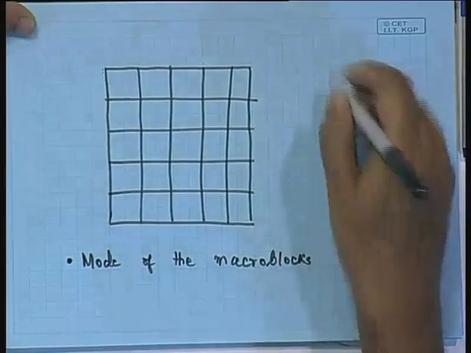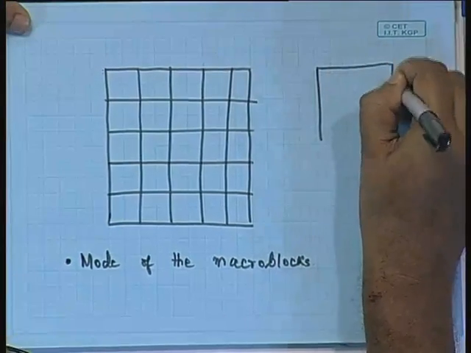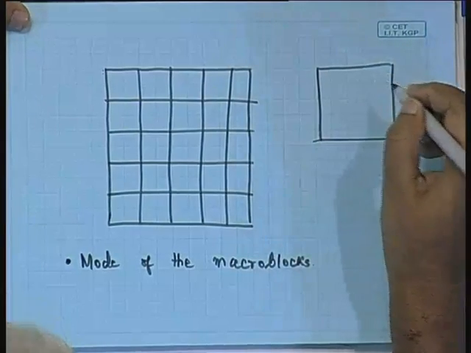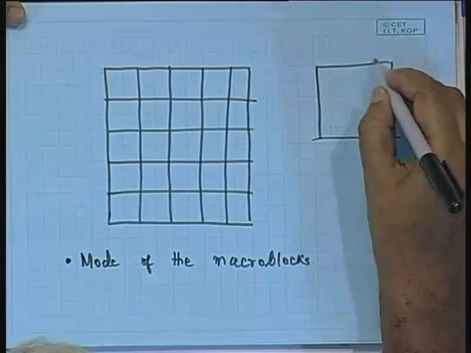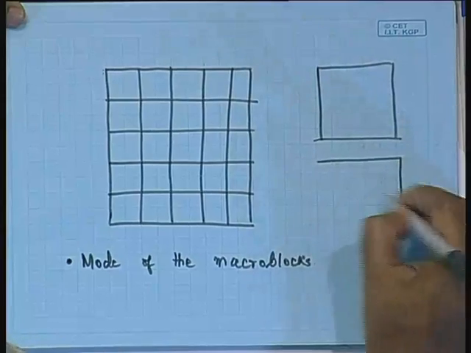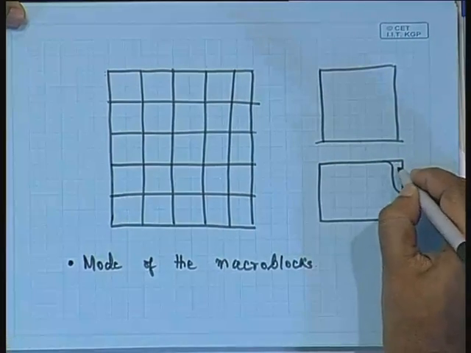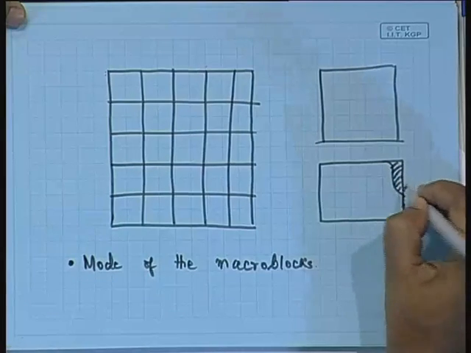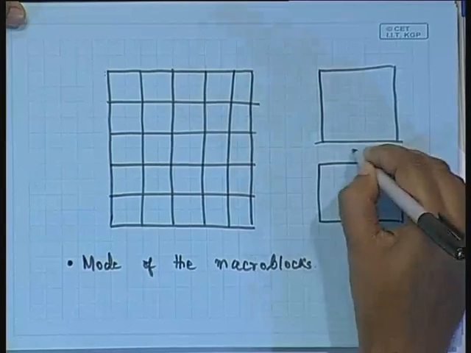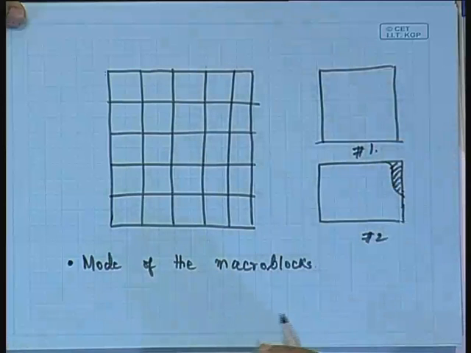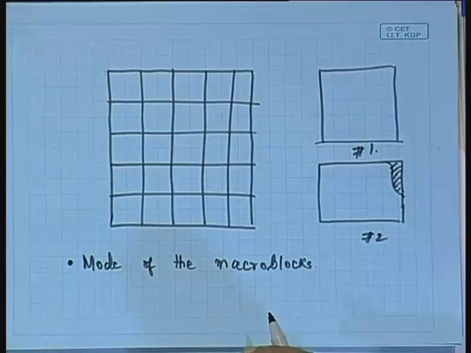For example, supposing we have an image where in frame number 1 we do not have a particular object, but in frame number 2 a particular object has appeared. Say this is the part of an object which has appeared in frame number 2, but it was not there in frame number 1. That means in frame number 2 we have got some new information which has come in.